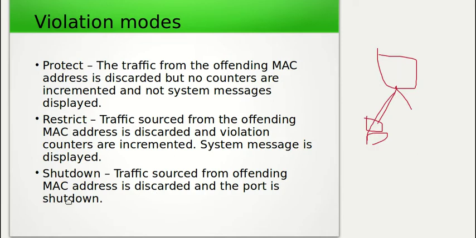But with shutdown mode, not only is traffic sourced from the offending MAC address dropped, but traffic sourced from any device is dropped because that port is put into the shutdown mode. That means that if, imagine this is the rogue device, we were to unplug the rogue device and plug back in our trusted device, traffic from our trusted device would be dropped as well because that port is shut down. The only way to bring that port back up is to do a shutdown and no shutdown sequence, allowing traffic from the trusted device to flow through the switch.